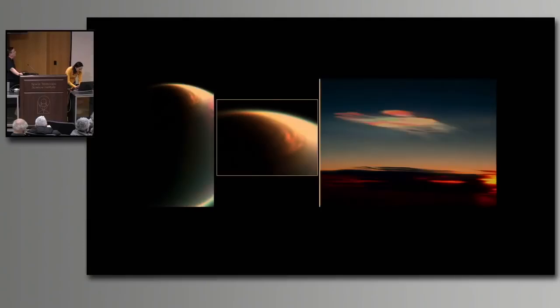Maybe you thought that this image was an image of the Earth, but this is actually a real image of Titan, and that's an image of this type of clouds on the Earth. These are real photographs. But of course, the composition of the atmosphere is very different.